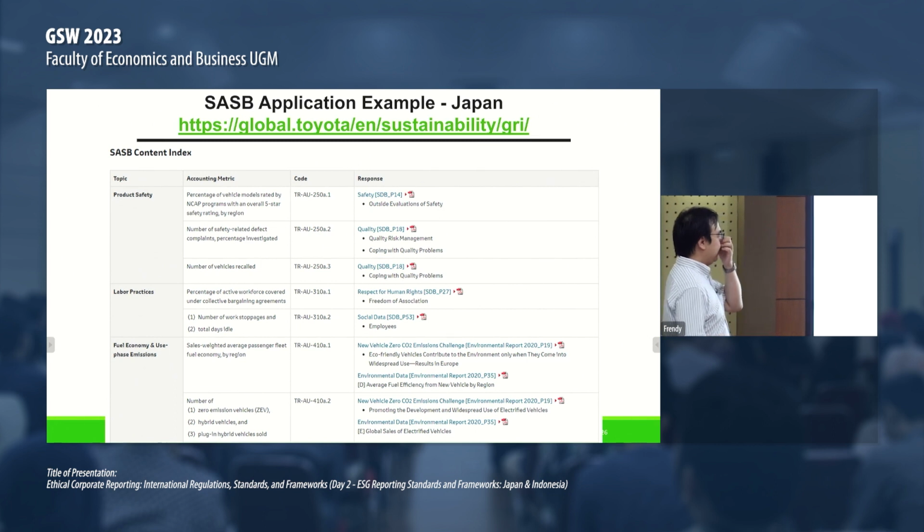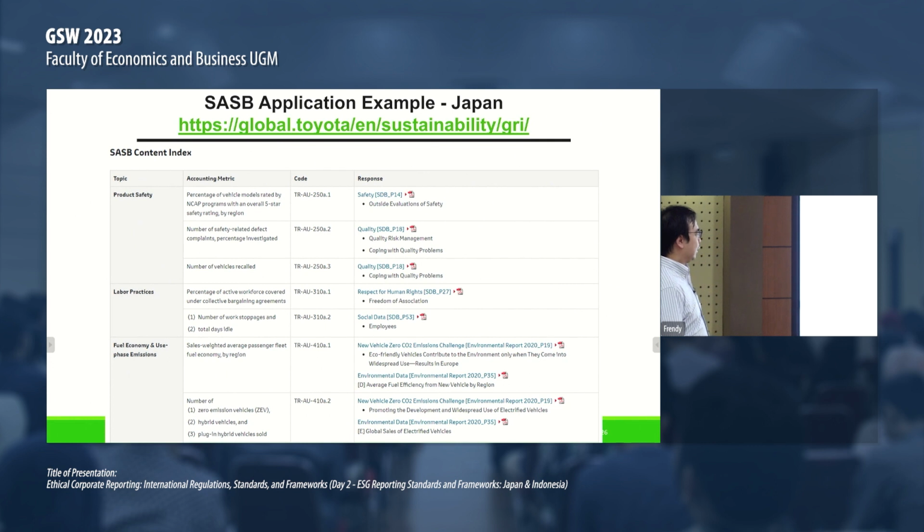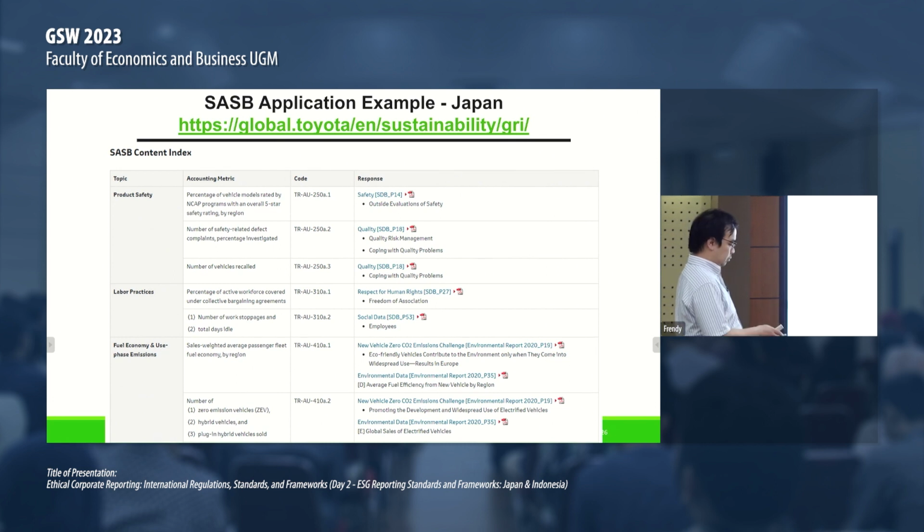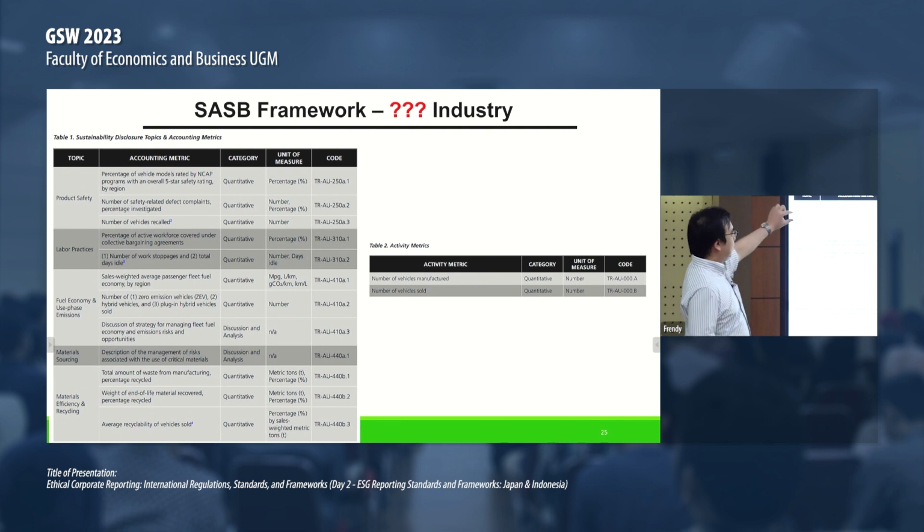Okay, and this is how Toyota applies these standards. Again, I'll use the example of Toyota. If we look at the items on the left, let's look at the first three. What does it require here? Product safety, okay? NCAP safety complaints, number of vehicles recalled. Let's look at how Toyota applied it.